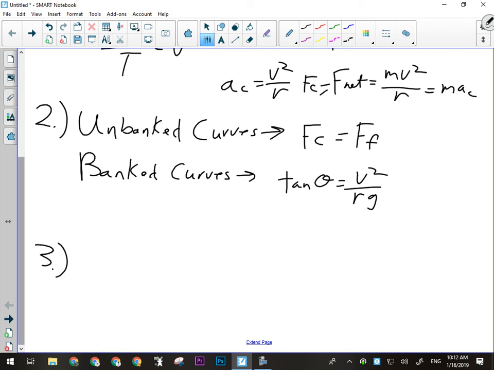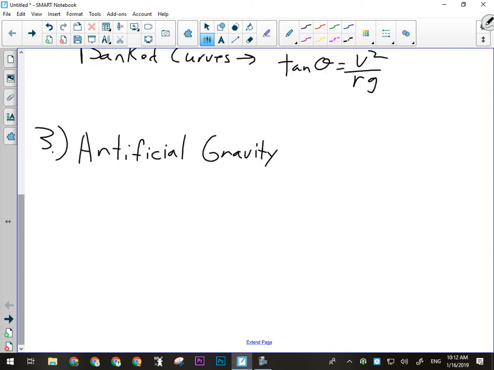Then we talked about artificial gravity. Artificial gravity uses a spinning drum or cylinder of some kind in order to use your inertia and the normal force of the inside of the drum to produce a feeling like gravity.